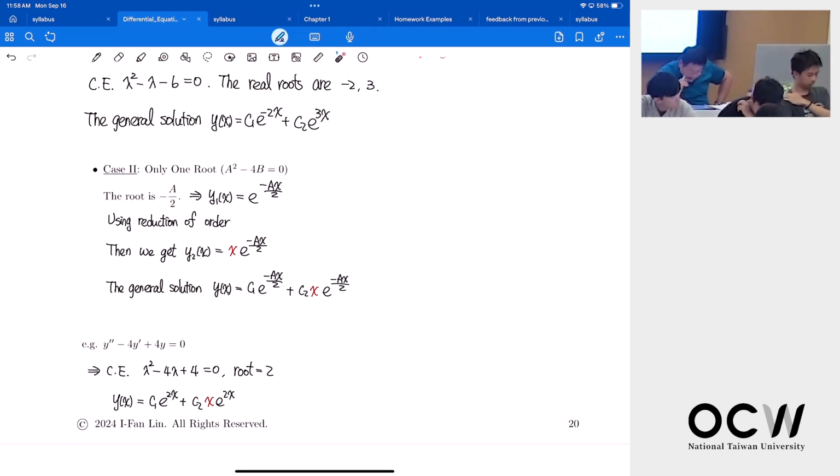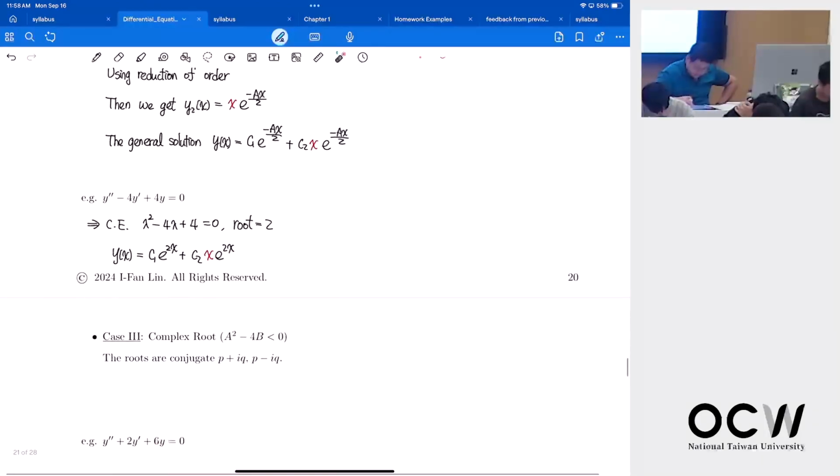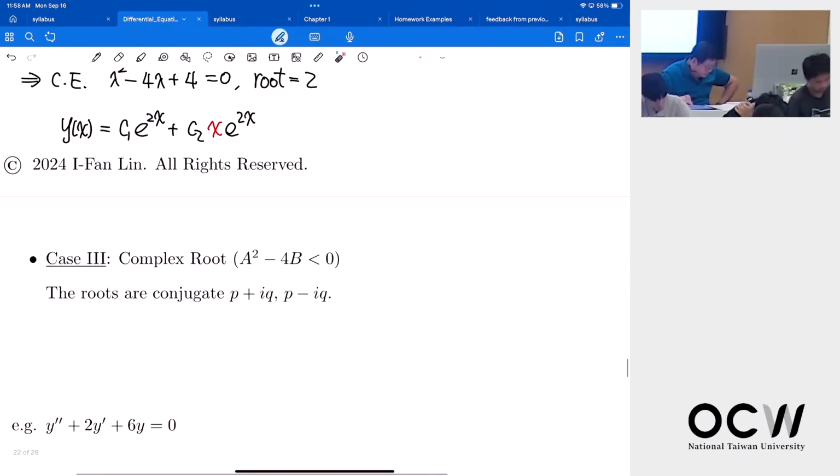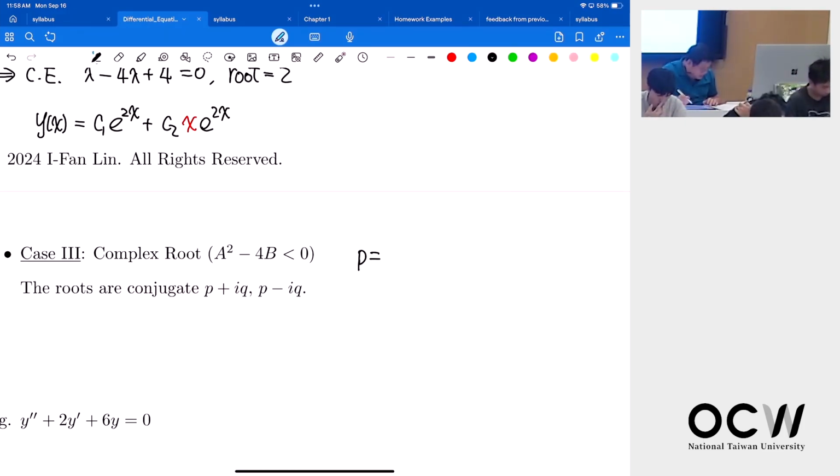Last one, a more complicated one. Since now a squared minus 4b is less than 0, we have a complex root. For a complex root, your root will be like p plus iq or p minus iq. In this case, p is minus a over 2, and q is the square root of 4b minus a squared, over 2.